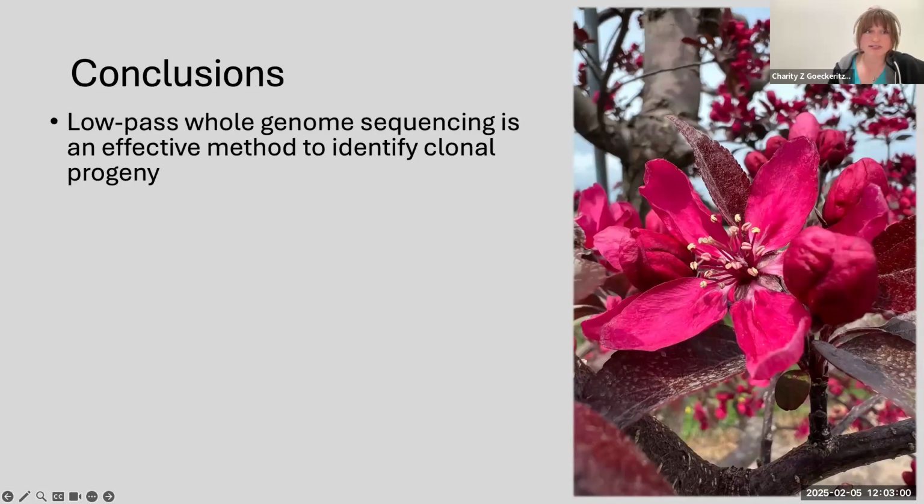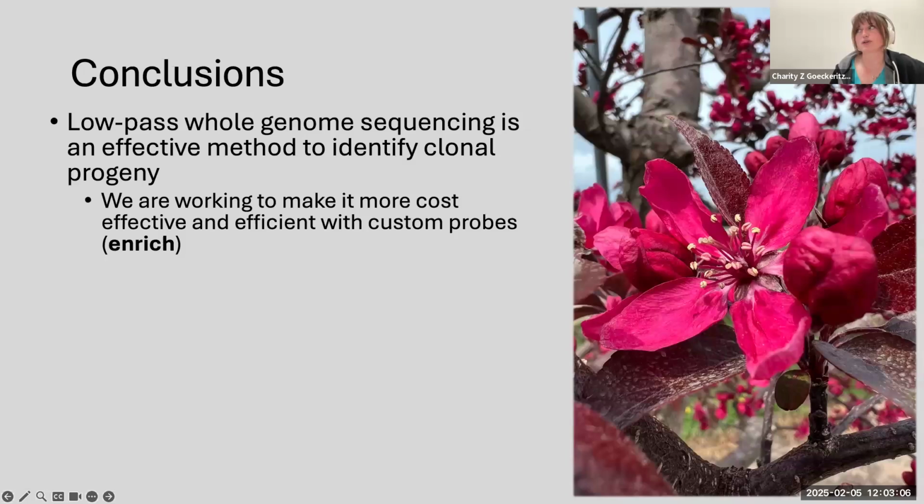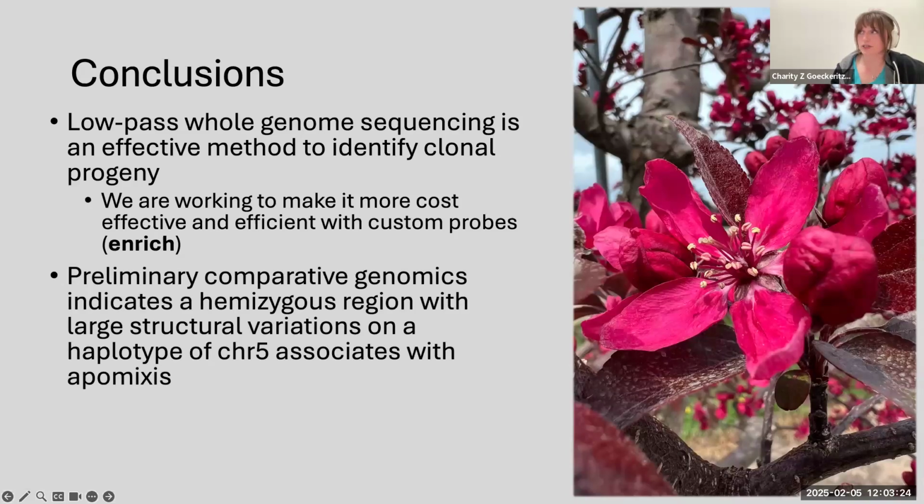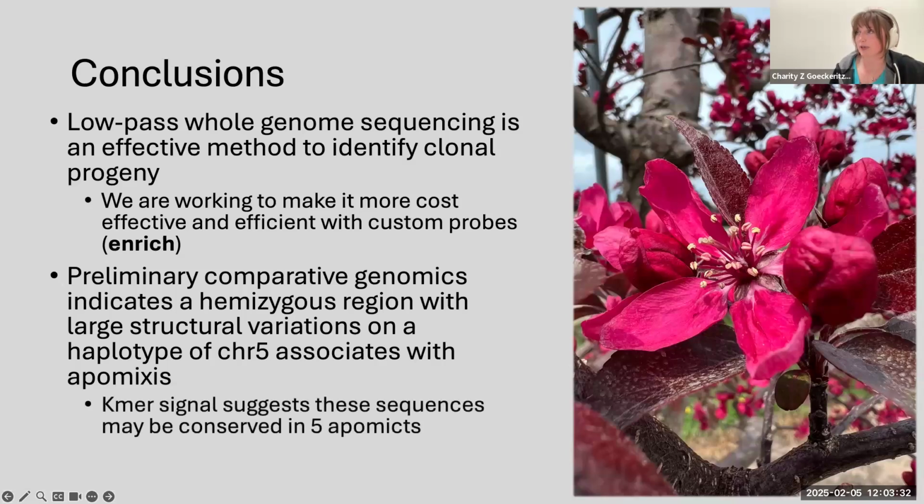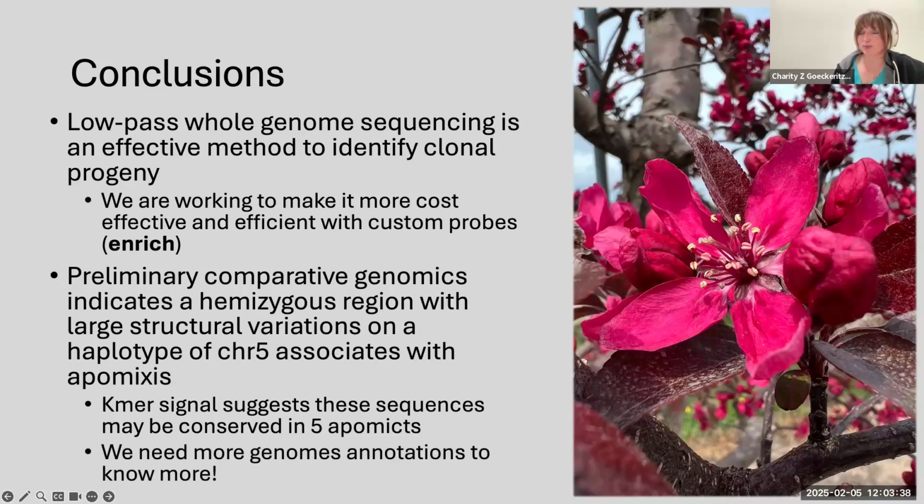So in summary, our low-pass whole genome sequencing is an effective method to identify clonal progeny, but it is kind of expensive still. And I didn't really talk about this in my talk, but I am working to make this more cost-effective using custom probe design, because I really only need so many sites to be able to confidently say that is a clonally produced embryo. And then the preliminary analyses I've done so far with the genomes I have assembled indicate that a hemizygous region is associated with apomixis on chromosome 5. And the k-mer signal suggests that these sequences may be conserved in those 5 apomicts with a single origin. But really, we need more genomes and annotations to start getting down to those candidate gene levels.